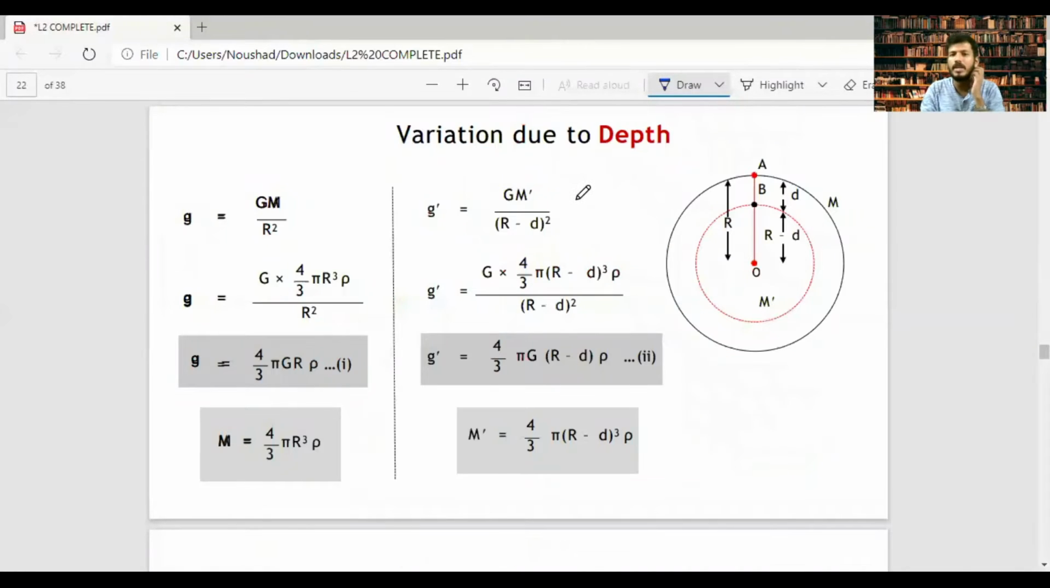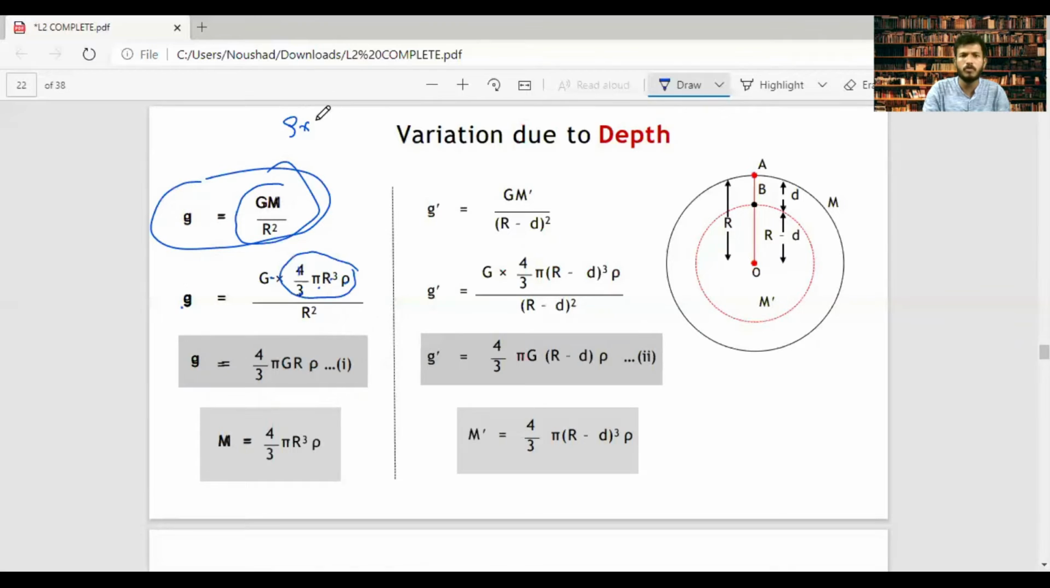And next one, variation due to depth. I already told that acceleration due to gravity can be varied by 4 factors. Number 1, shape. Number 1, altitude. It's over. Number 2, depth. Yes, the basic equation is g = GM/R², and M = 4/3 πR³ρ. I already told this. Density into volume is mass. I am substituting that term.